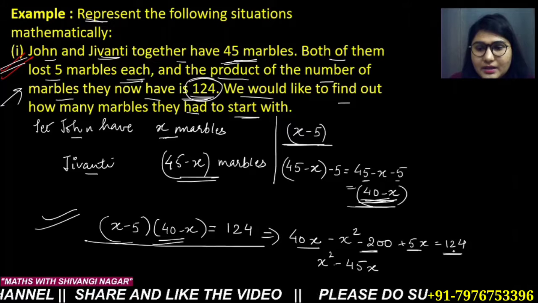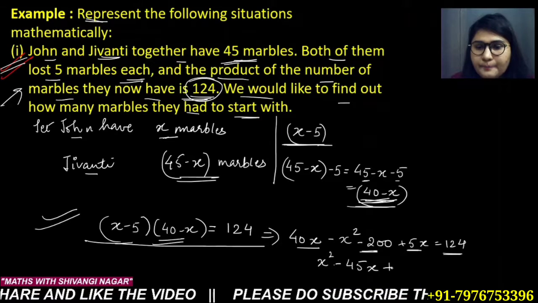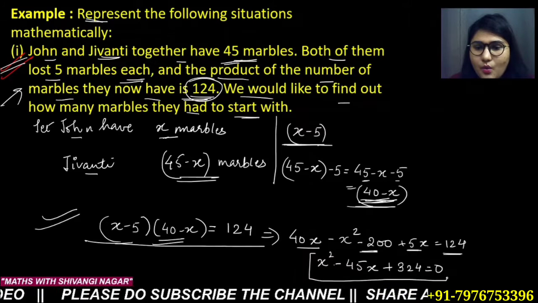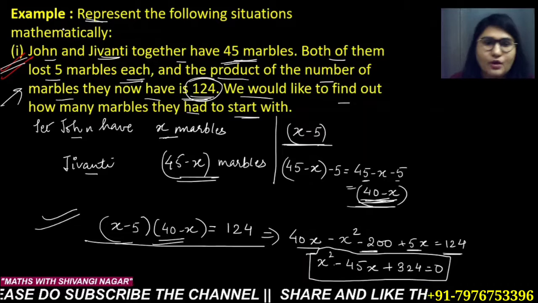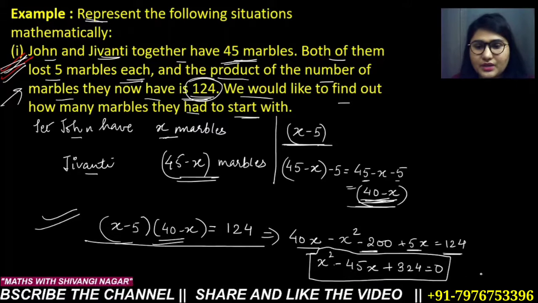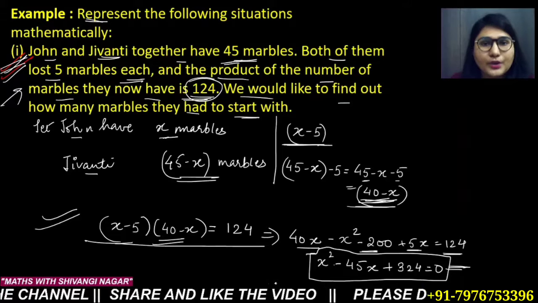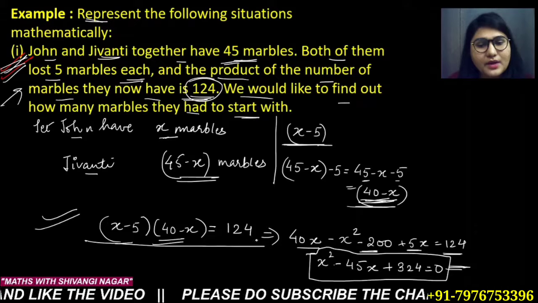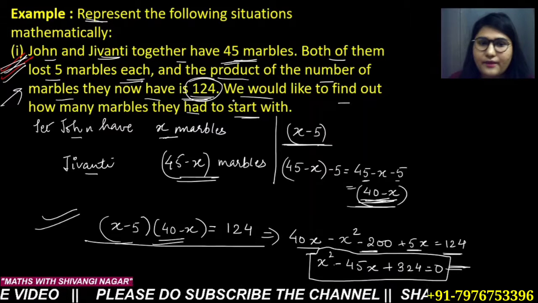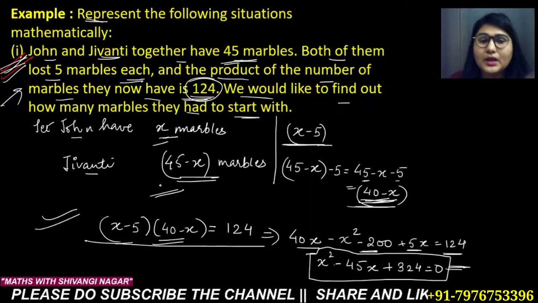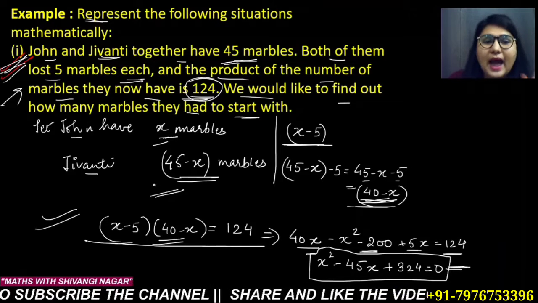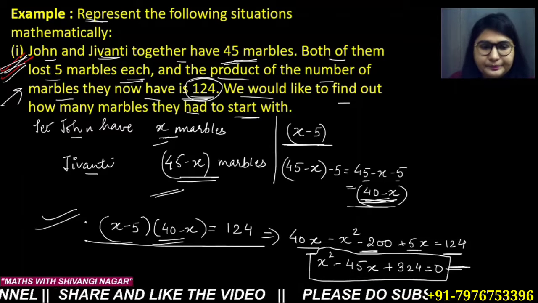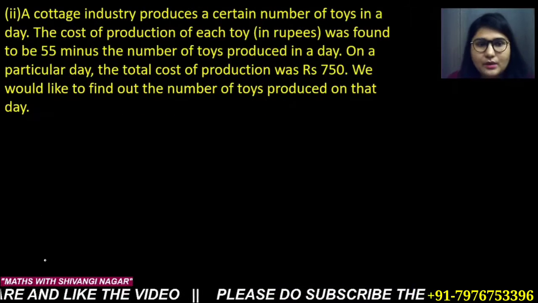So 200 plus 124 makes what? Plus 324 equal to 0. So this is the required mathematical representation of this given piece of information. So if you see here, this equation is converted into a quadratic equation. Now when we solve this, we will get the value of x, and on putting the value of x, we will get how many initial marbles they had when they started, before losing those 5 marbles. Let's do one more example on the basis of this.